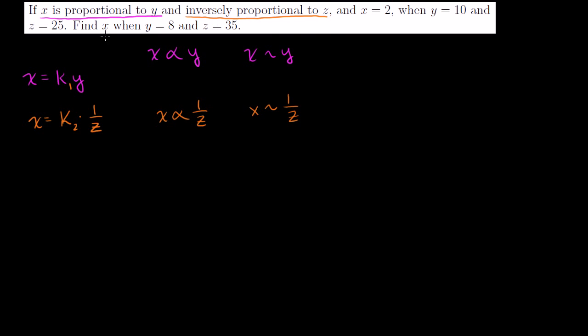And then they tell us, okay, x is proportional to y, inversely proportional to z. We wrote that already. And x is equal to 2 when y is equal to 10. So let's do that.